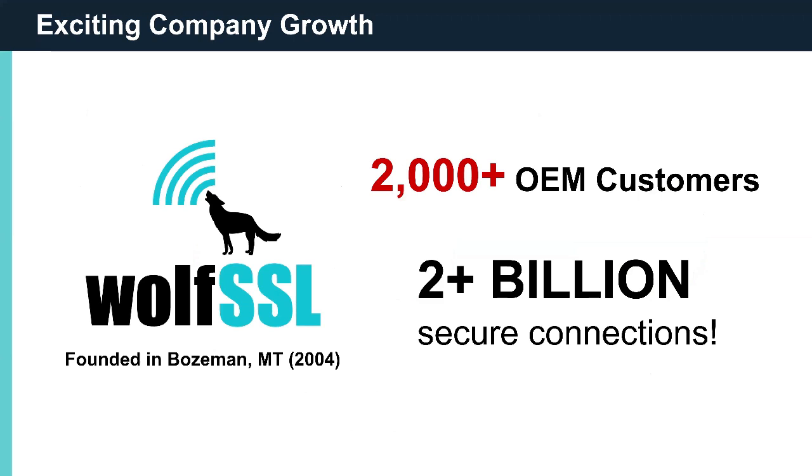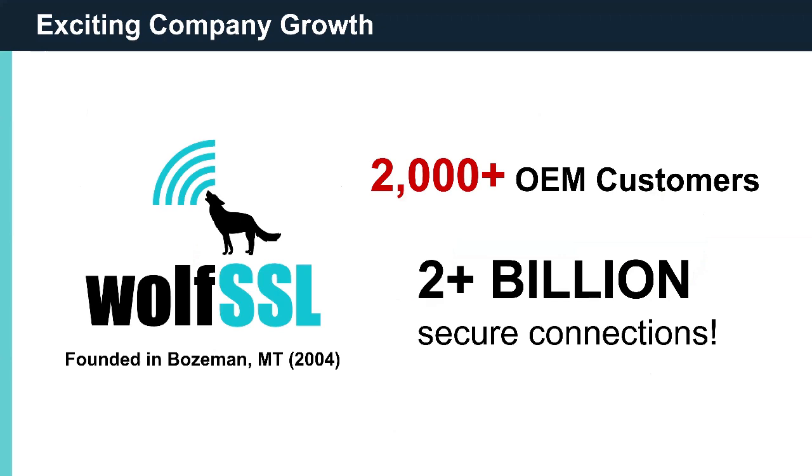As a company, we were founded in 2004 in Bozeman, Montana. So that's right in the Rocky Mountains in the United States. We have over 2,000 commercial customers that use our products today, securing somewhere over 2 billion active connections at any one time on the internet.